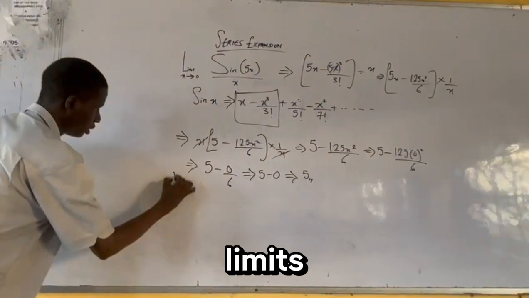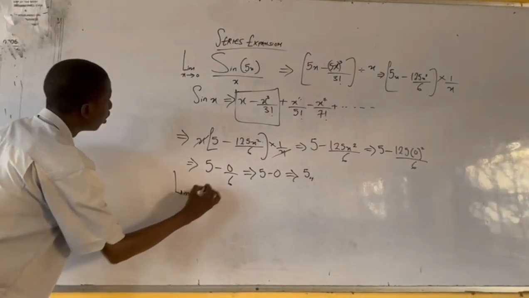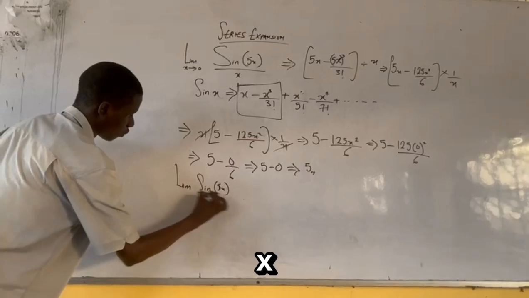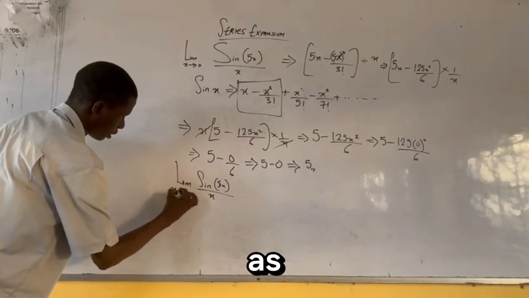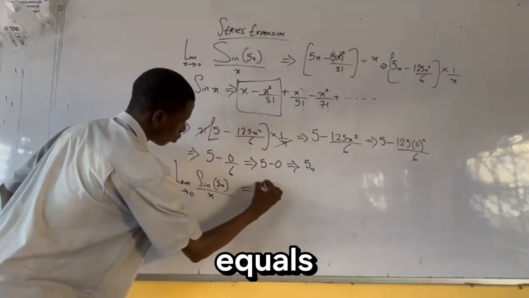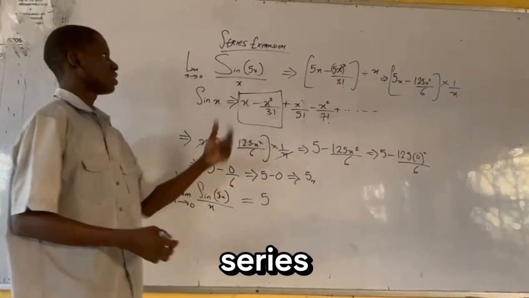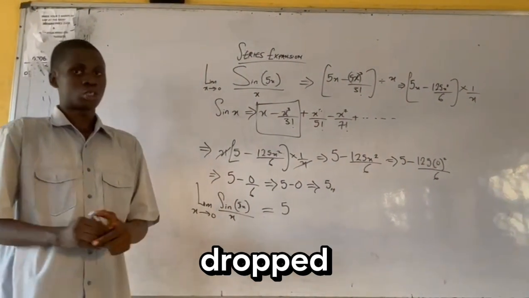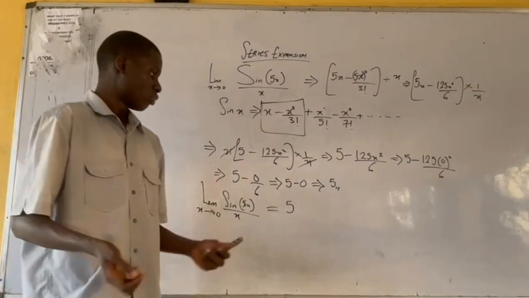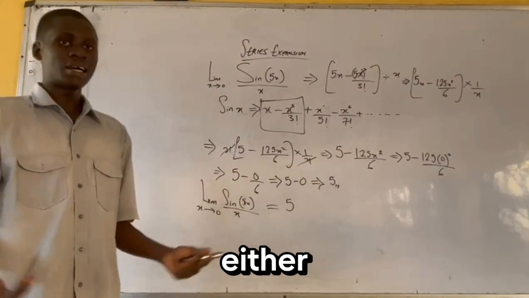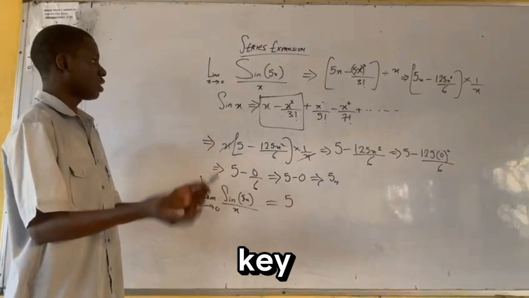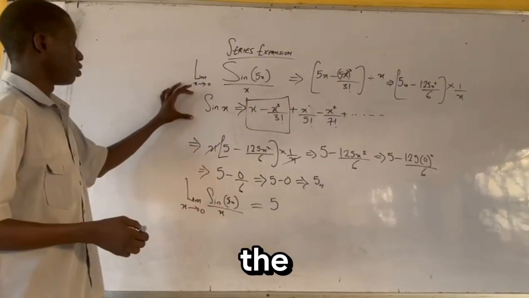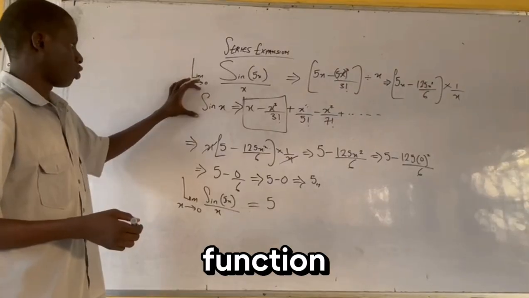Hence, we can say the limit of sine 5x over x as x tends to 0 equals 5, using the series expansion method. And using the differentiating method, which we dropped the video on, we also got 5, hence you can use either of the 2 methods. Now, the key thing is to know the series expansions for the functions given there.